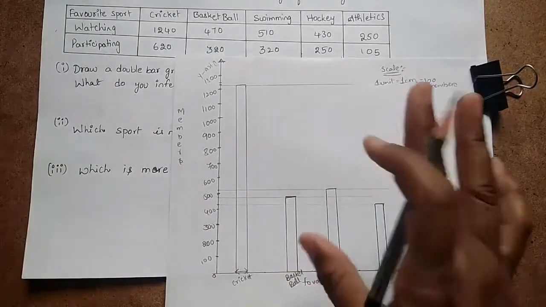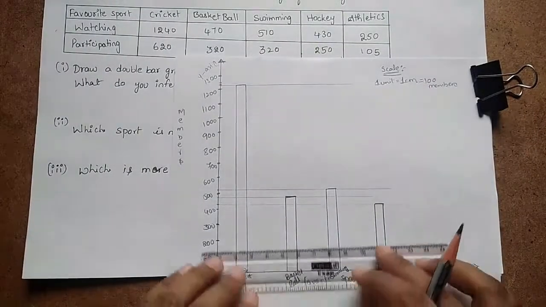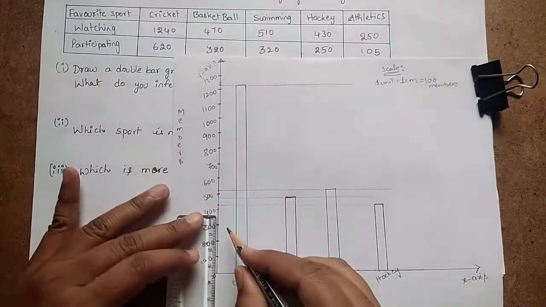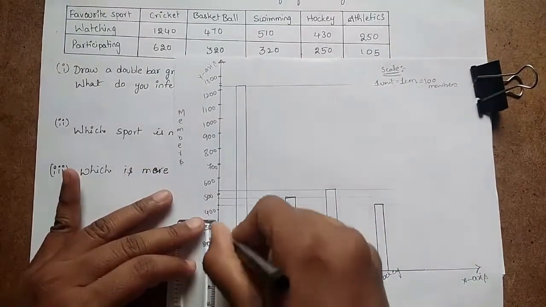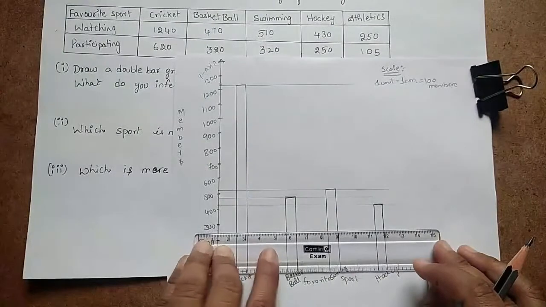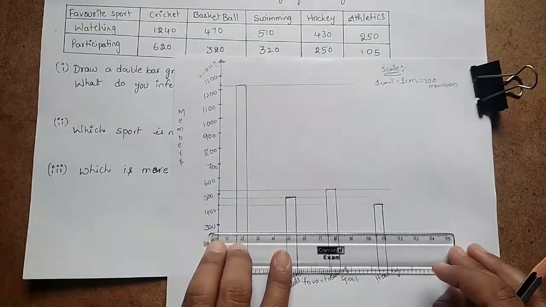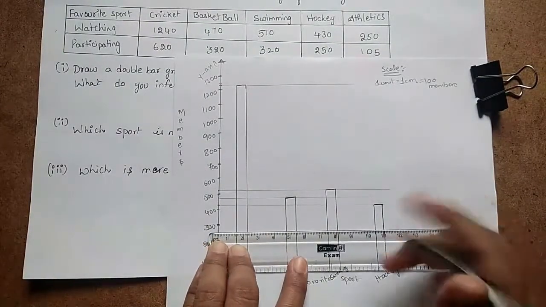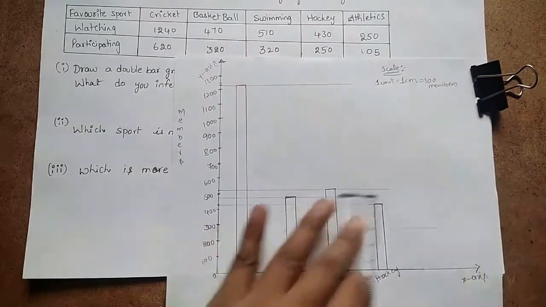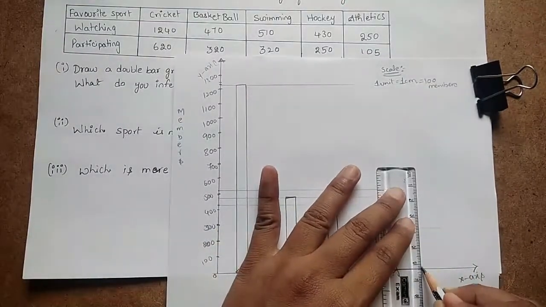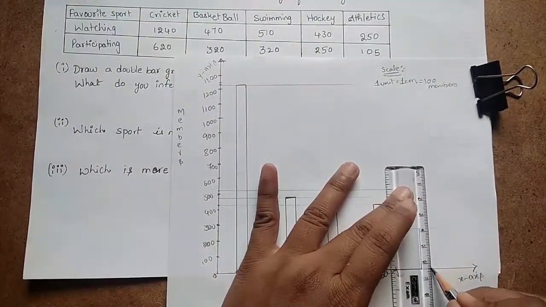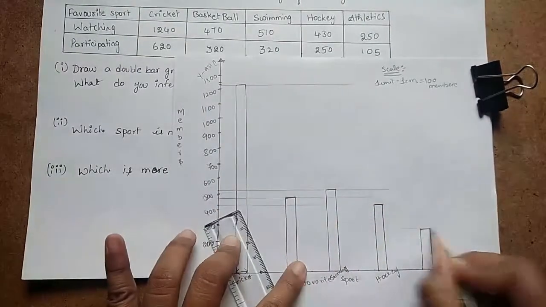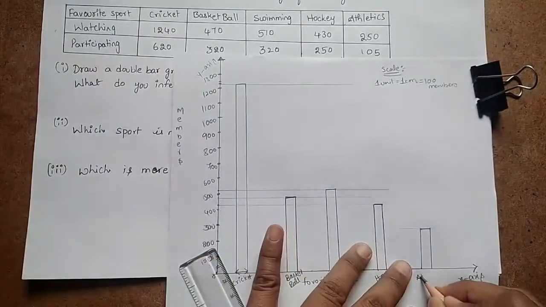Next, coming to the athletics 250. This was the 200, and its midpoint is 0.5 centimeters. So same like that. So make a mark like this. Athletics, same width. This was the athletics.